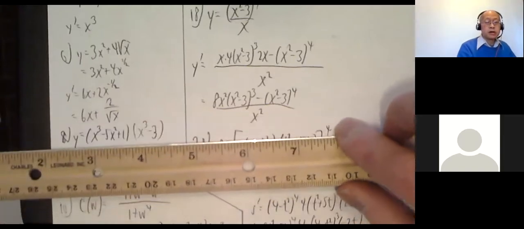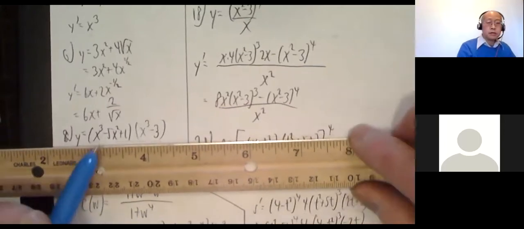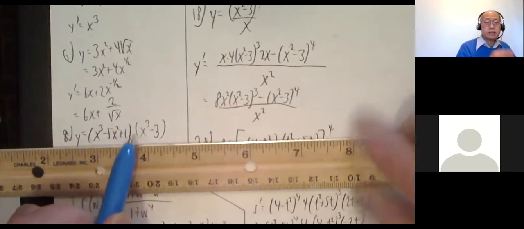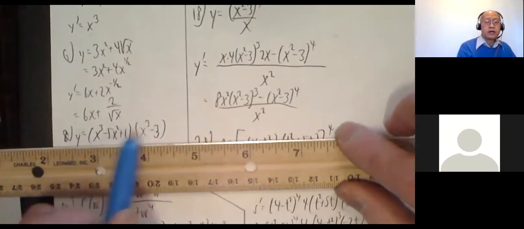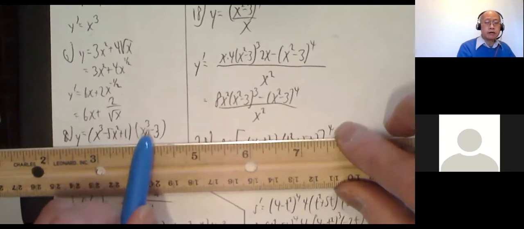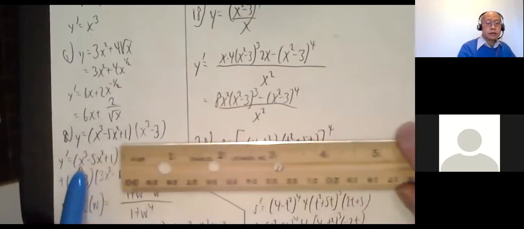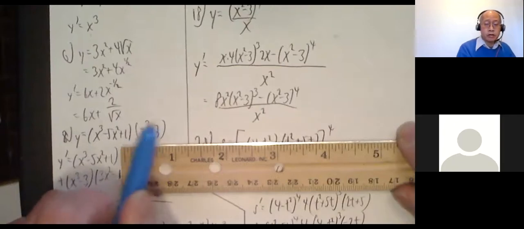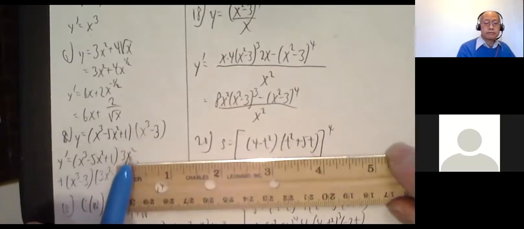Number 8 looks like a product rule. So y equals x cubed minus 5x squared plus 1 times x cubed minus 3. All right, so remember the product rule, f g prime plus the other way around, g f prime. So you copy the first function, just copy it. Then times the derivative of the second function. So what's the derivative of x cubed minus 3? Say it to yourself, 3x squared.